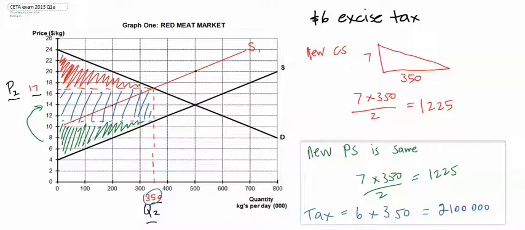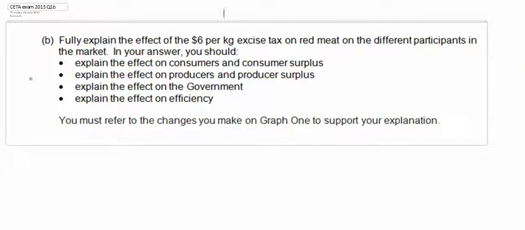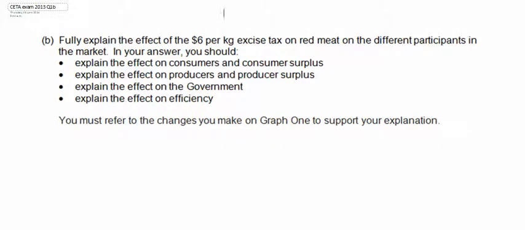So why did we want to make those calculations? Well, the reason is, and we refer to the next question, because in this explanation of the impact of the tax on the market, we need to explain all those things. So when it says explain the effect on consumers and consumer surplus, the things we want to talk about are the price that consumers pay, the quantity they consume, and the change. Now I use a triangle to reflect change. I don't know if you've seen that before, but the change in consumer surplus.